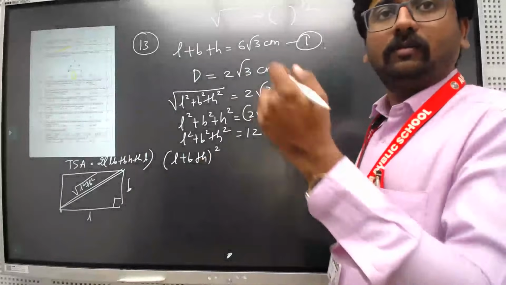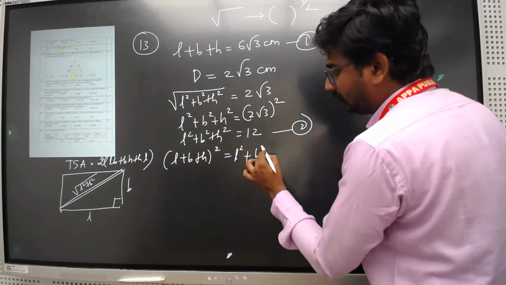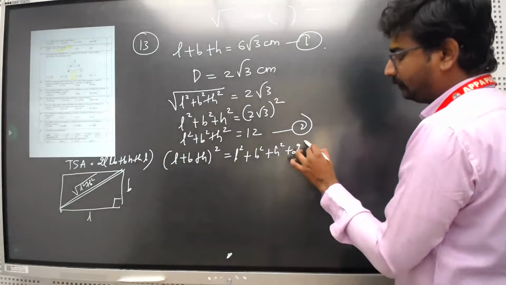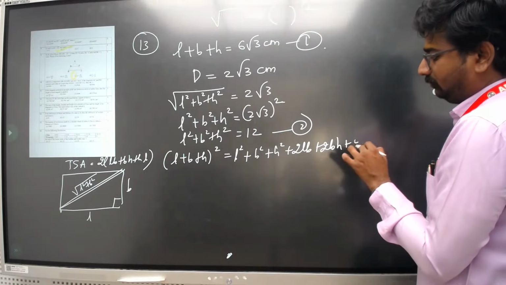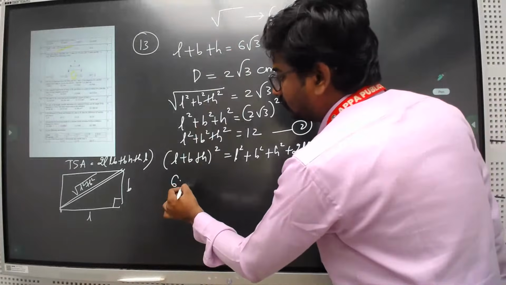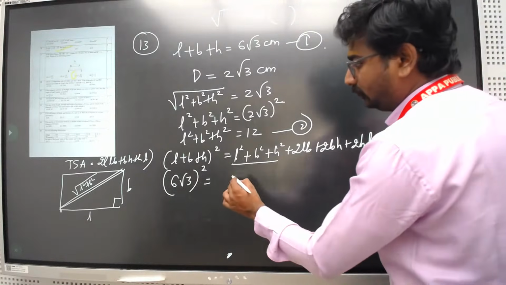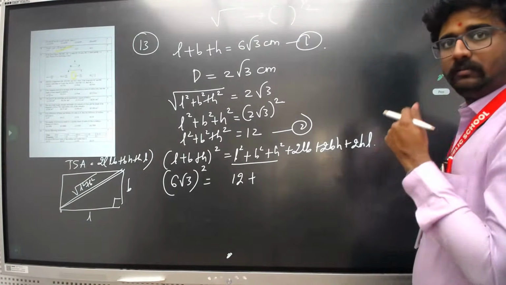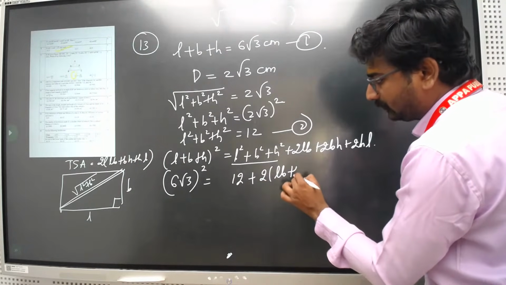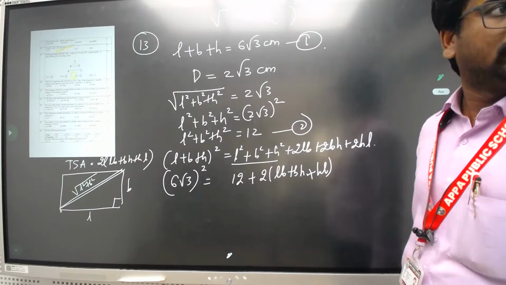You need not remember the formula many times, just remember this trick. L square plus B square plus H square, plus 2LB, 2BH, plus 2HL. What is L plus B plus H? 6 root 3 whole square. What is L square plus B square plus H square? 12 plus, in all these three terms we have 2 common, 2 into LB plus BH plus HL.